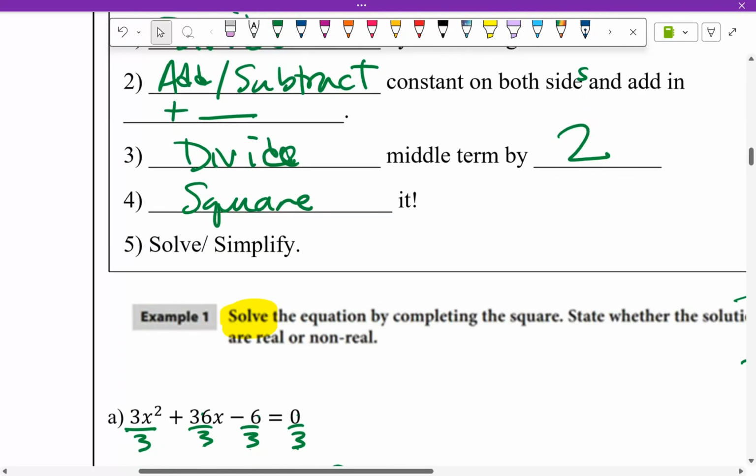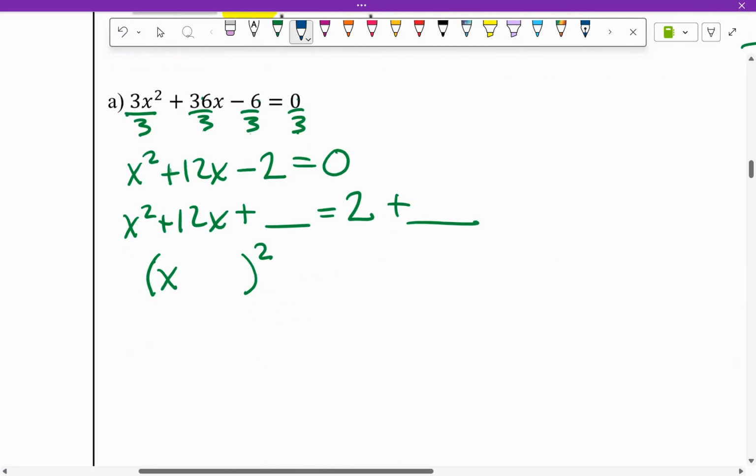I'm going to divide the middle term by 2. This is the middle term. I'm going to divide it by 2. You keep whatever sign you have there. So we have a plus, we would keep it positive. So it's 12 divided by 2. So I would go plus 6. And this is a good place to hold it. I'll explain why that works in a minute.